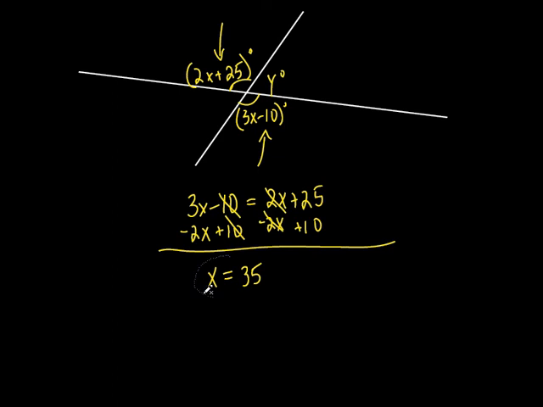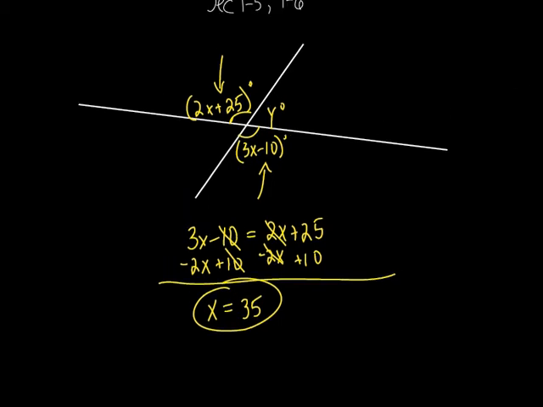So x is equal to 35. So we're halfway there, right? Because it says solve for the variable. Solve for x and then solve for y. But let's go back and figure out how to find what y is equal to.